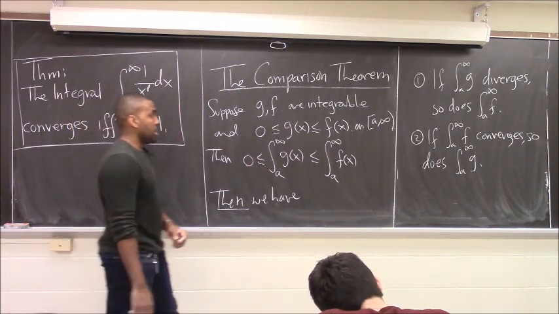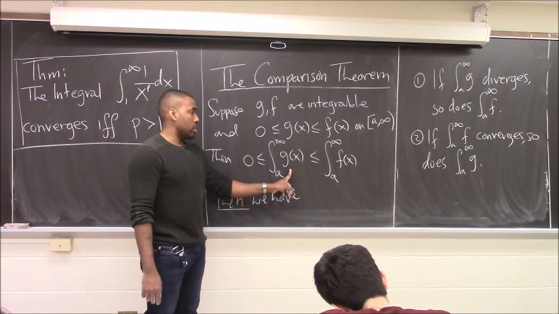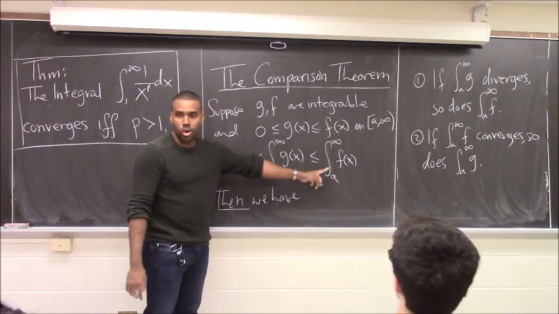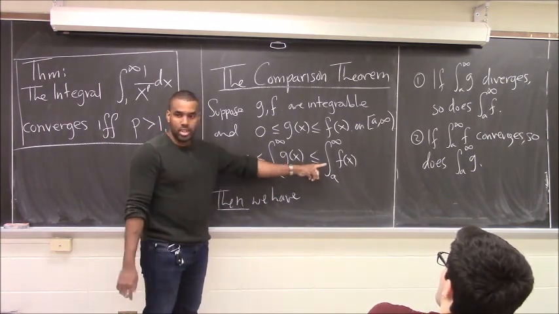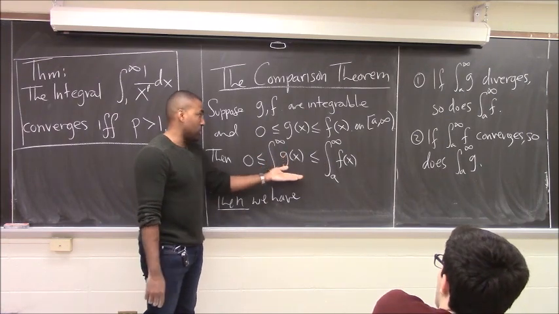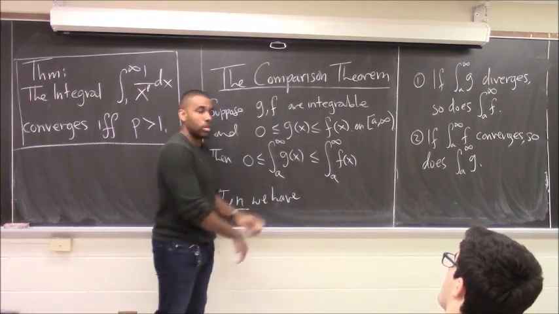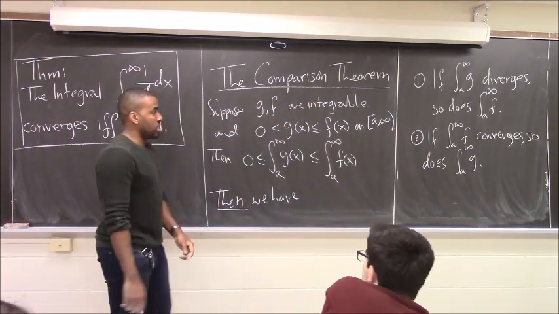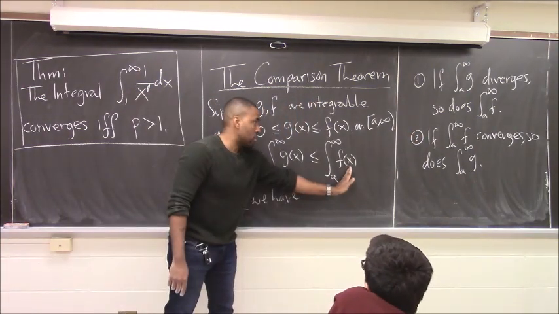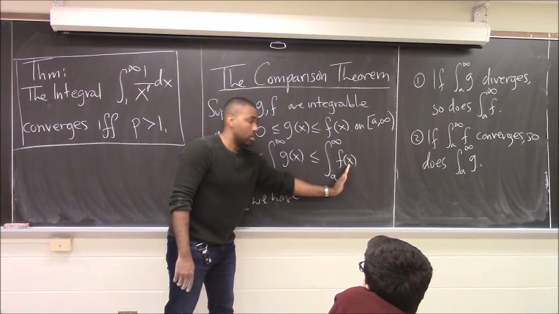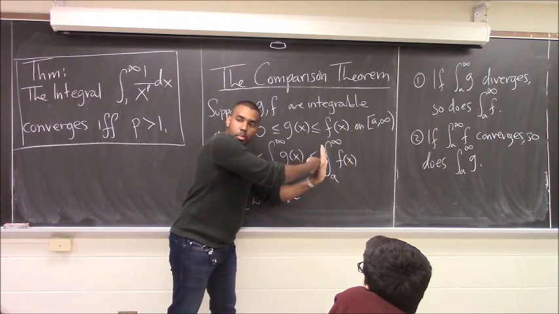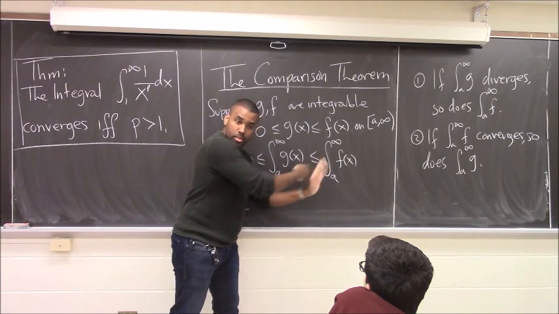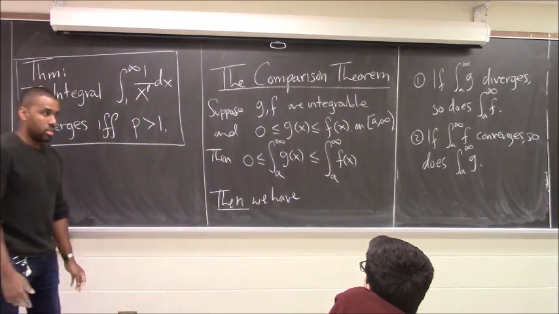So here's the thing. If this guy goes off to infinity, then that guy has to go off to infinity as well because he's smaller than that. He always has to be bigger than this, so if he blows up, he has to blow up. So that's what this statement says. Conversely, if this guy doesn't diverge, if he stops at a number, then this one will also have to stop at a number. He can't pass it. Right? So that's called the comparison theory.